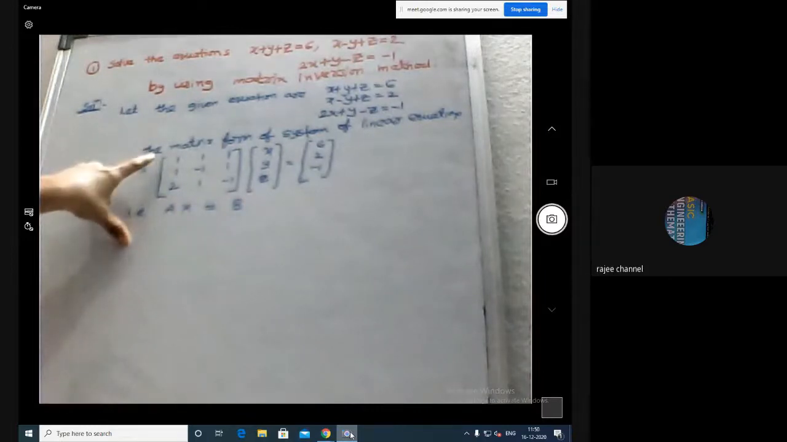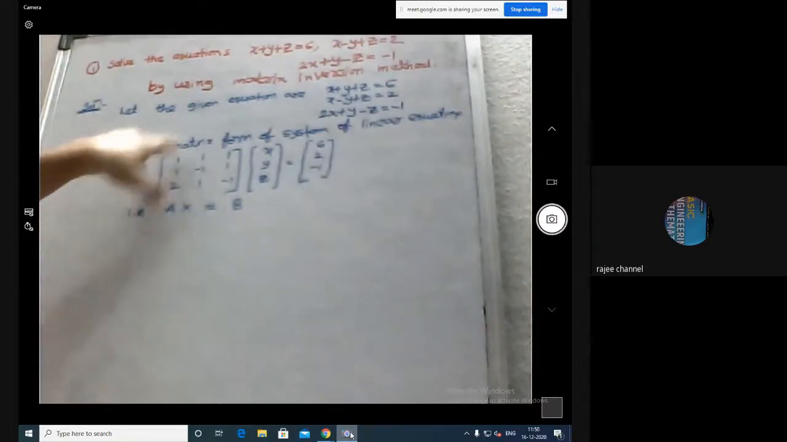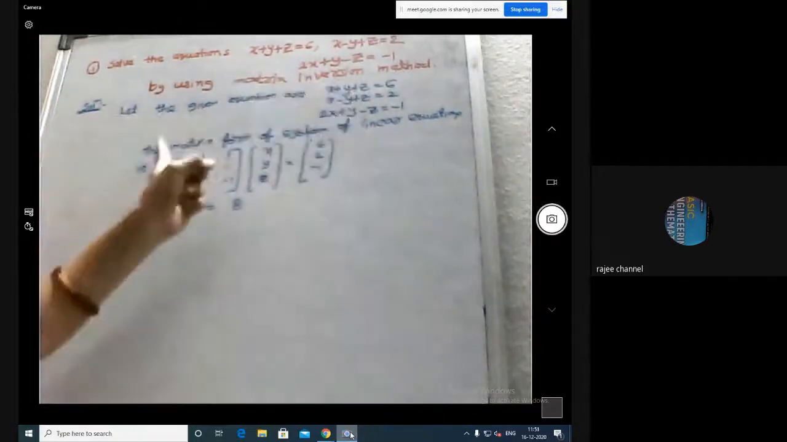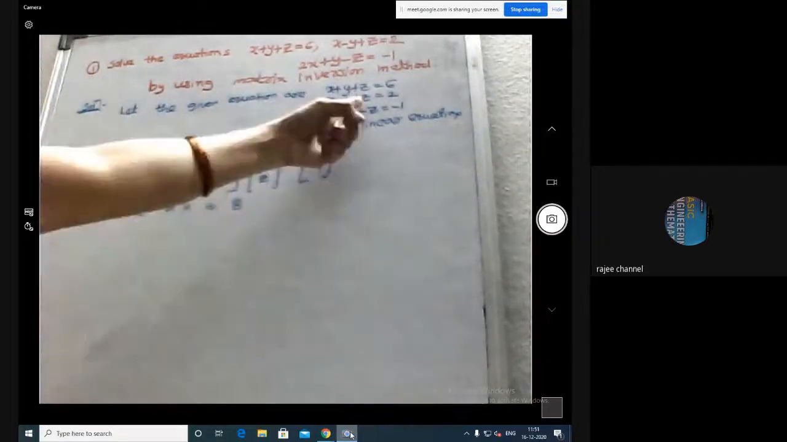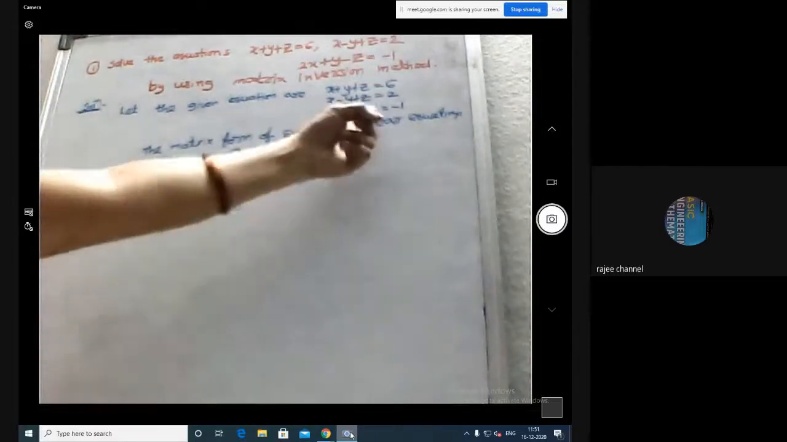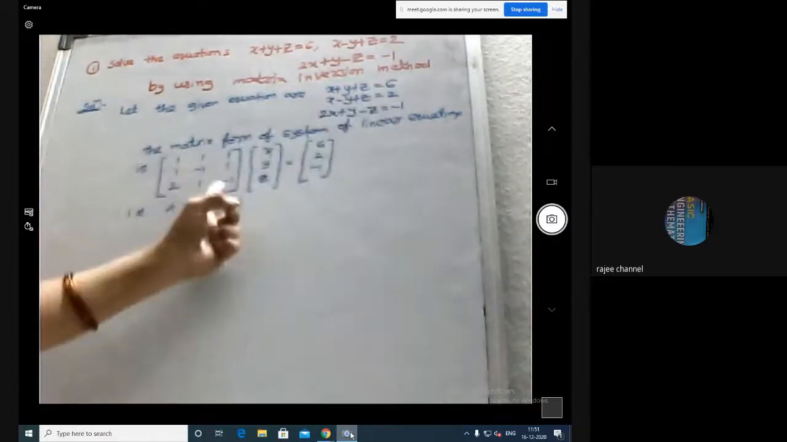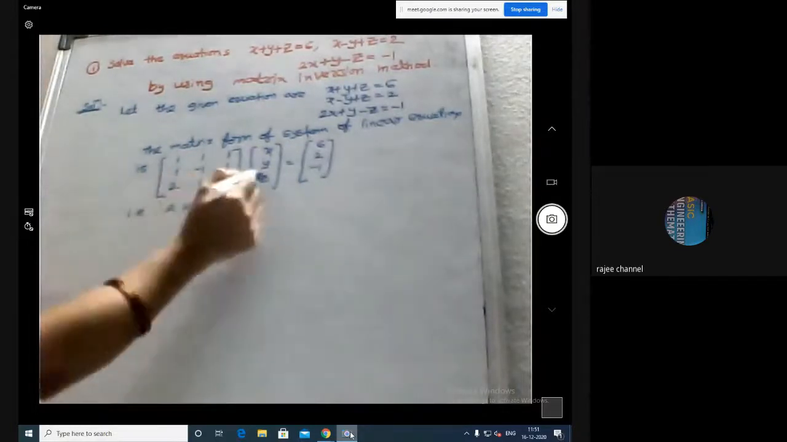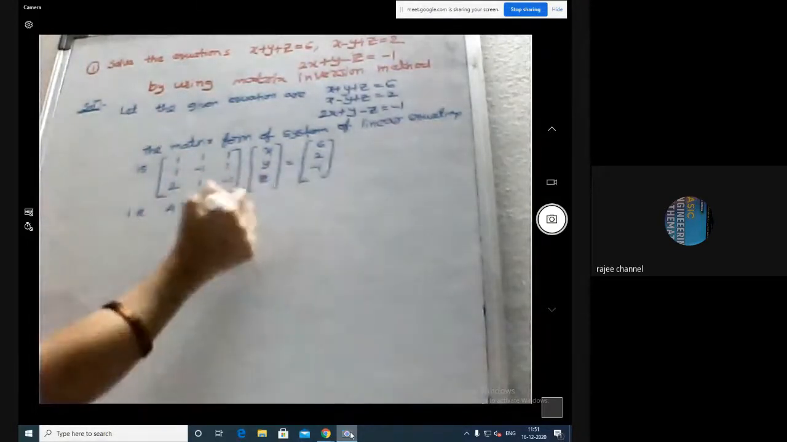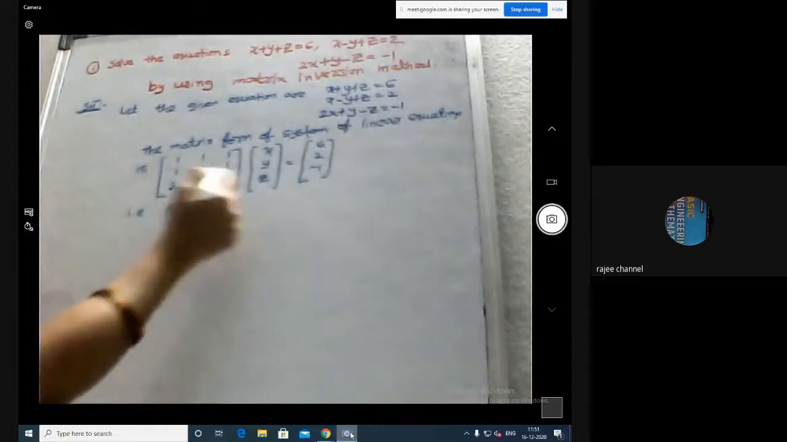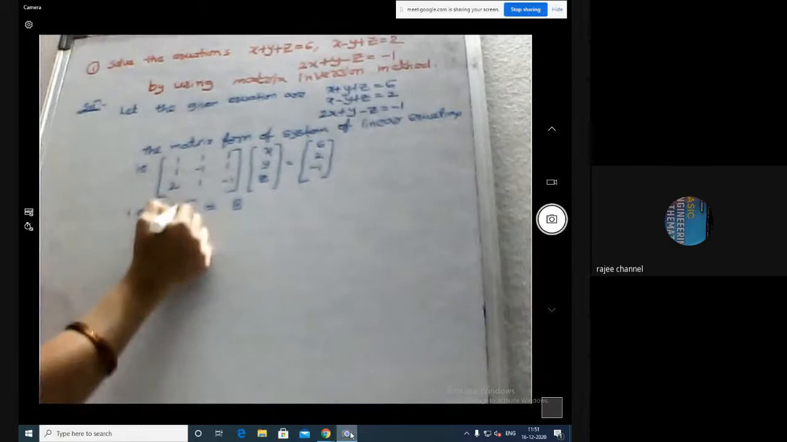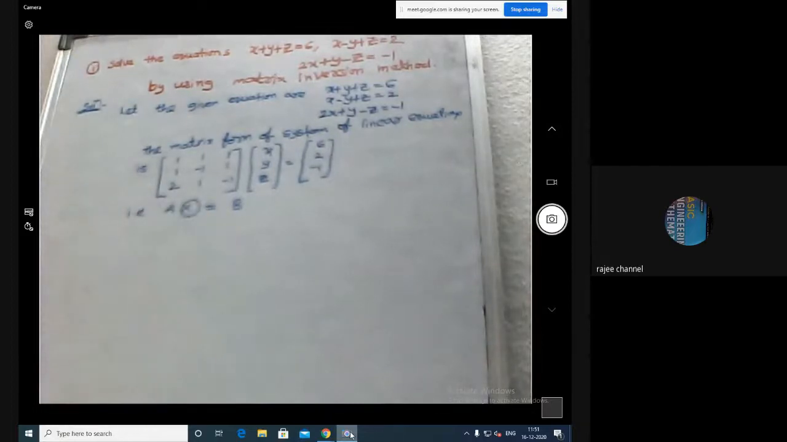So the coefficients of the first equation are taken as the first row, the second equation's coefficients as the second row, and the third equation's coefficients as the third row. Okay. So this is the A matrix, this is the X matrix, and this one is the B matrix. This is in the form AX = B. Now we can find capital X by using the inversion formula.